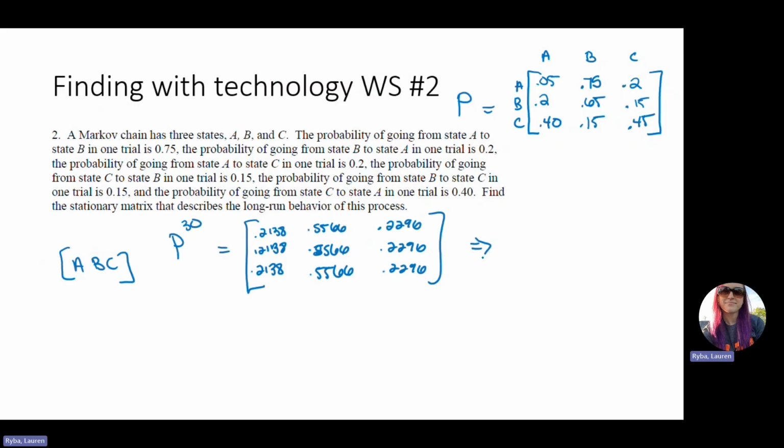So my steady state, or my S, is just one row: 0.2138, 0.5566, and 0.2296. So if you cycle through your transition matrix enough so that every row is identical, one single row has created the steady state matrix. So A, B, C, end results.